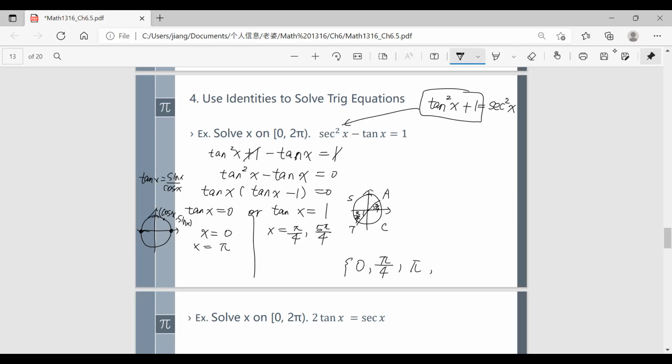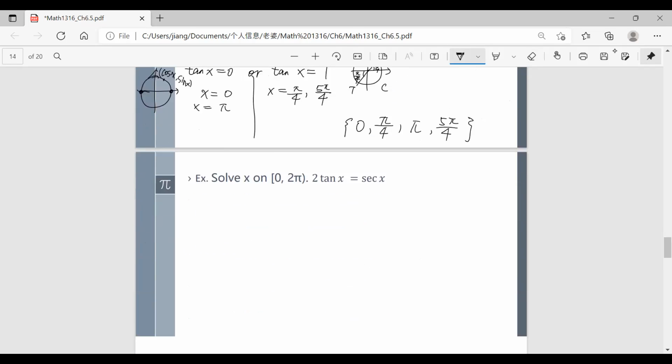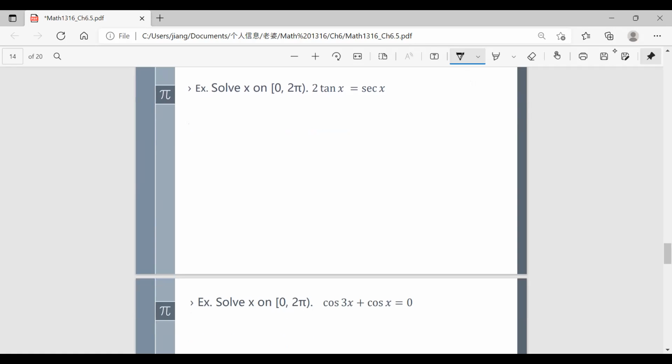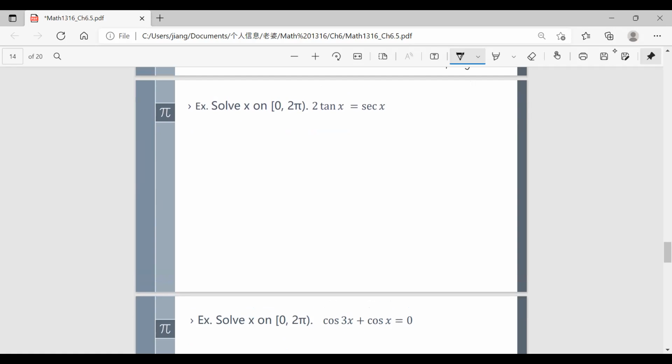And that next one is 5 pi over 4. Okay, let's move on to see the next one. Solve for x on the interval 0 to 2 pi. The expression is 2 times tangent x equals secant x.